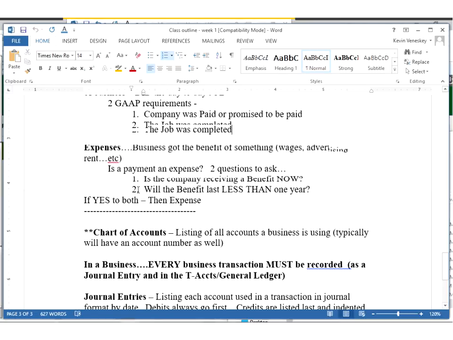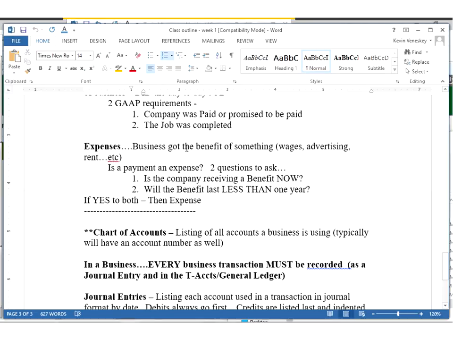Expenses generally will meet two criteria. So for something to be an expense, usually the business will get the benefit of something. For example, wages. The business got the benefit of having workers work for us and doing jobs, whatever it is. Advertising. Somebody has provided word of mouth for our business. We've got the benefit of something. Rent, insurance. There's lots of different things that can go into the expense category.